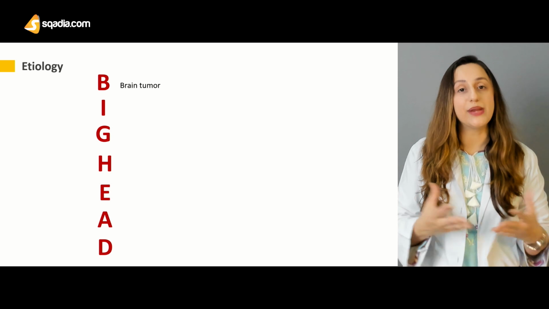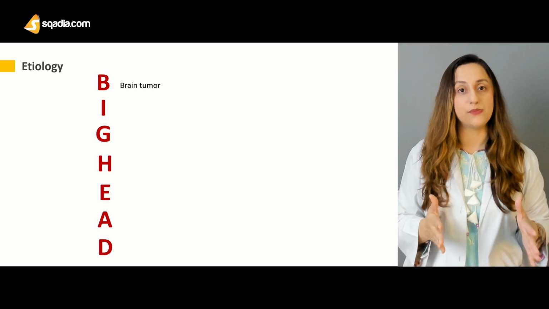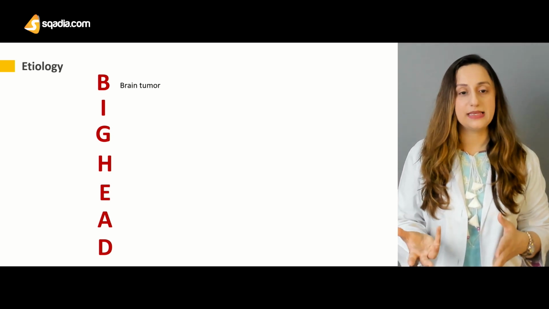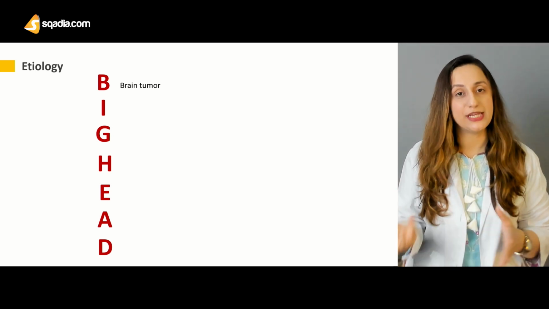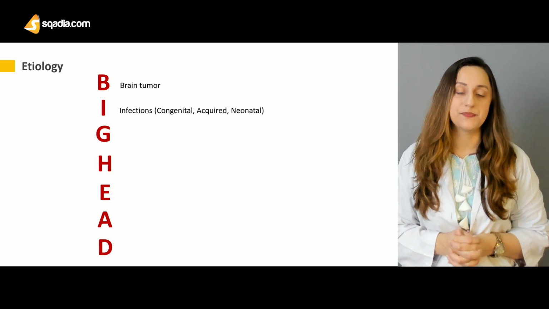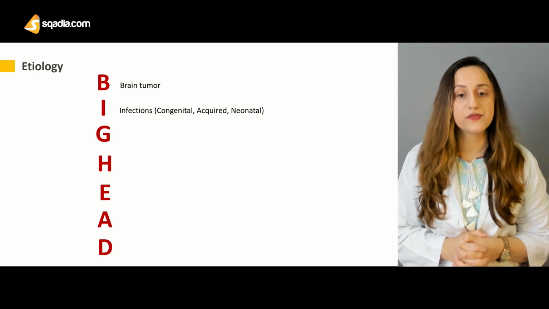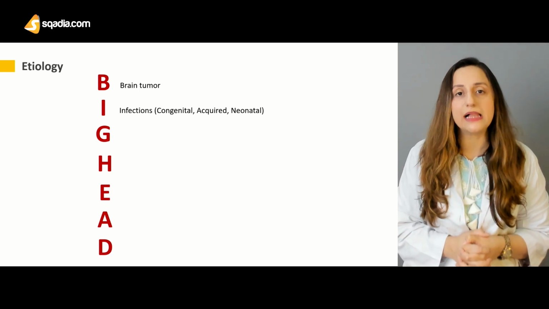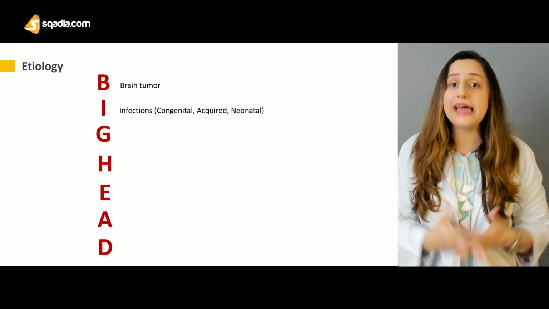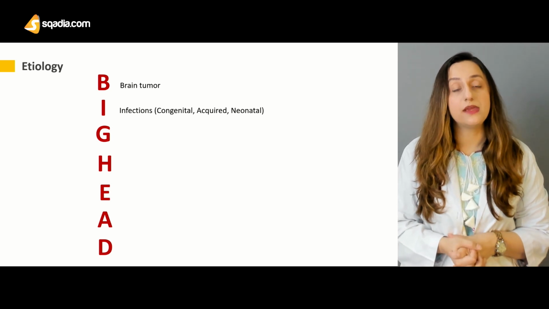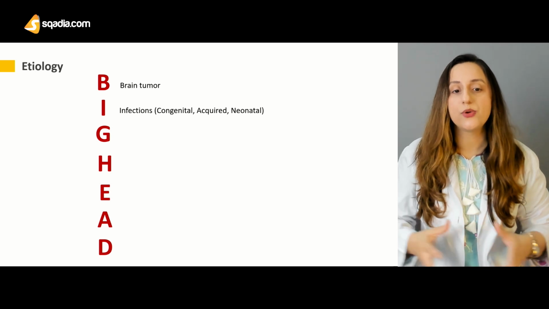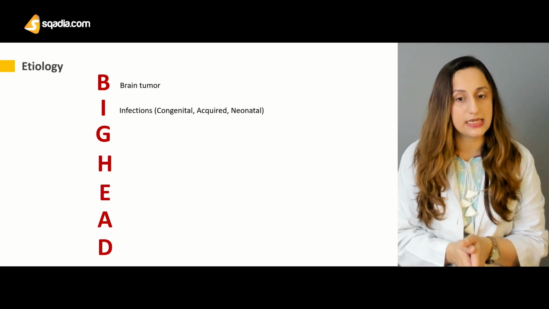Now, it can be a brain tumor. "Big head" is the mnemonic that we're following over here. So the B is standing for brain tumor. And then we can have the infectious states. For instance, we can have a lot of congenital conditions, a lot of malformations. For instance, we'd be studying the Dandy-Walker malformation and the Arnold-Chiari malformation. And all of these malformations are going to give rise to an infectious state.